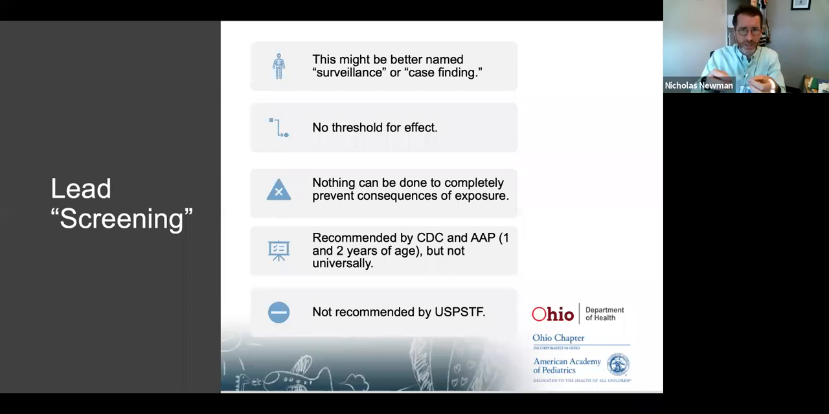And like I said, it's not necessarily universally recommended. The Ohio Department of Health and most health departments are like, well, you need to do this screening procedure on people who are high risk. Next slide, please. But that doesn't mean that we shouldn't be doing it.